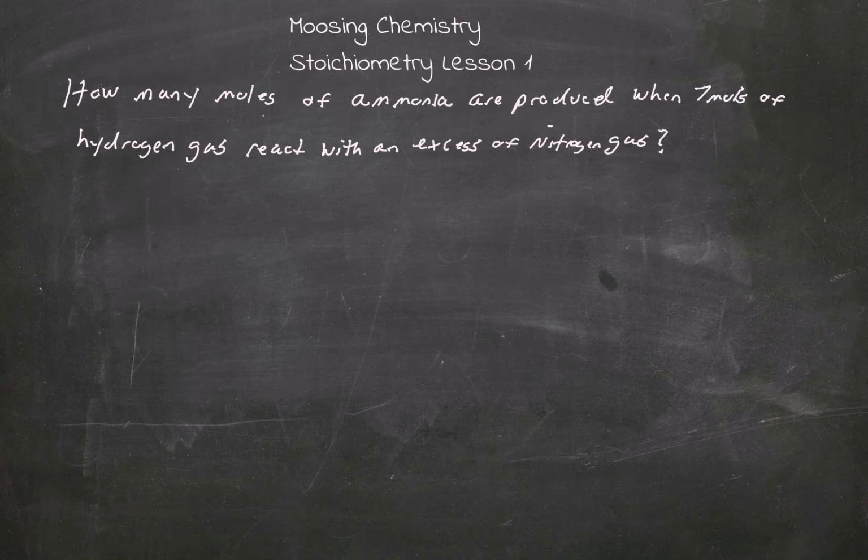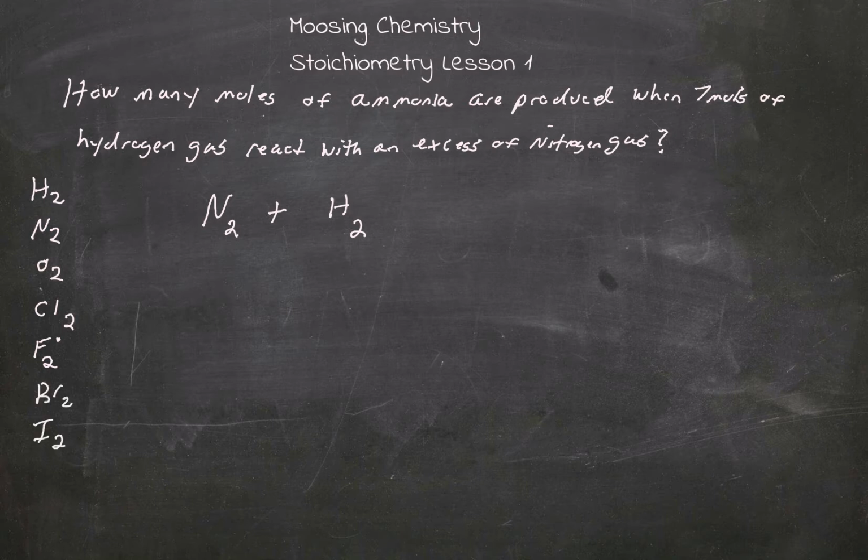Okay, in this problem, we have how many moles of ammonia are produced when 7 moles of hydrogen gas react with an excess of nitrogen gas. So first of all, we need to write the equation. Nitrogen, oh, that's right, nitrogen is diatomic. It's one of the 7 diatomics. Remember those? And then we have hydrogen. Oh, that's another one of those 7 diatomics, because it was hydrogen, nitrogen, oxygen, chlorine, fluorine, and then also don't forget bromine and iodine. This is 1, 2, 3, 4, 5, 6, 7. They're the 7 diatomics. All right, let's go ahead and erase those anyway. Just kind of remind you about the diatomics.